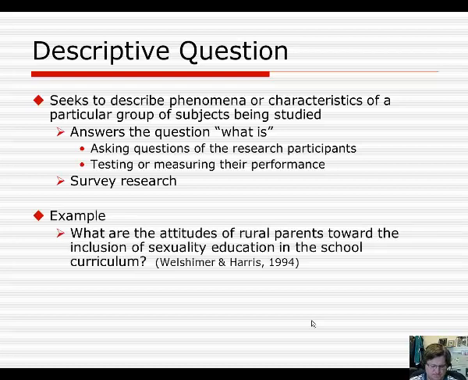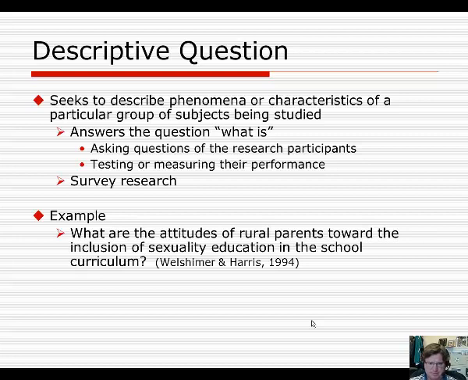Some examples. What are the attitudes of rural parents towards the inclusion of sexuality education in the school curriculum? So, your idea might have been that you're interested in sex ed in schools. So we've narrowed that down into a more specific research question. So in this study, they wanted to look at the attitudes of rural parents towards the inclusion of sex ed. So they probably did that through some kind of questionnaire.